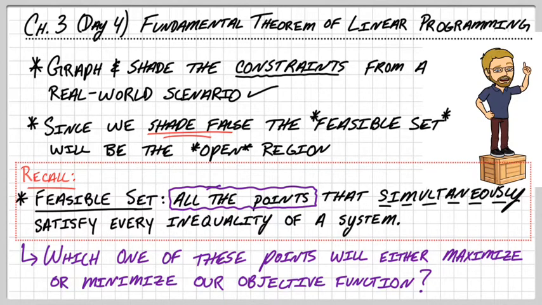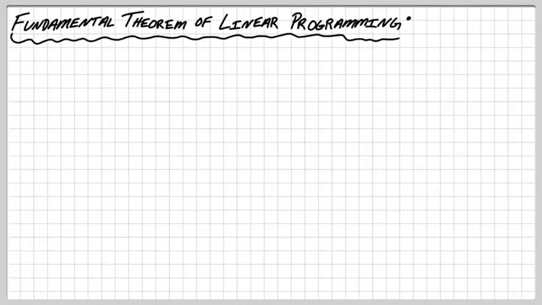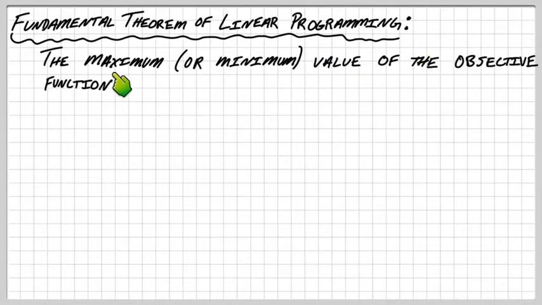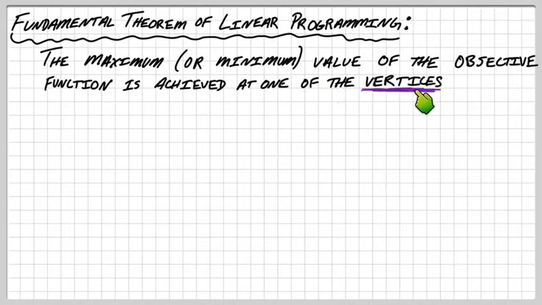So that's where the fundamental theorem of linear programming comes in. This is what that theorem says. The fundamental theorem of linear programming says the maximum or the minimum value of the objective function is achieved at one of the vertices. That's a key word here. At one of the vertices of the feasible set.